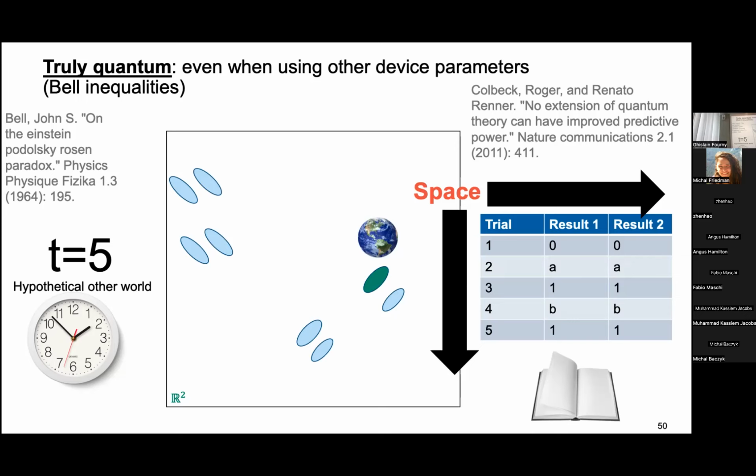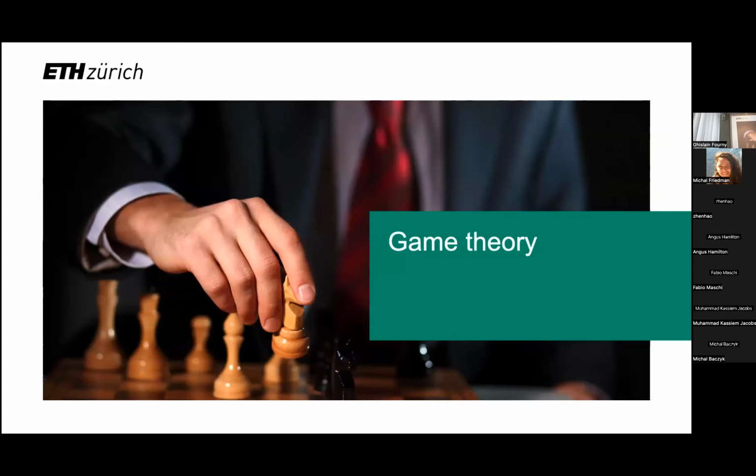And John Bell and many other people, so here it's at ETH, Renato Renner's group, they showed that classical correlations alone cannot explain that this also is true if you actually can change freely the parameters of the measurement. This is absolutely truly quantum. Yes?